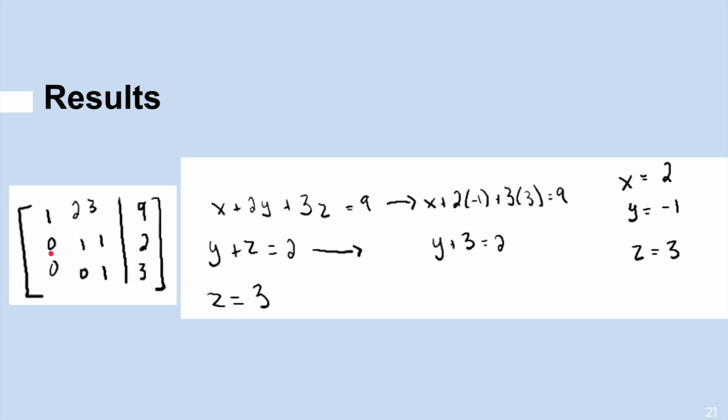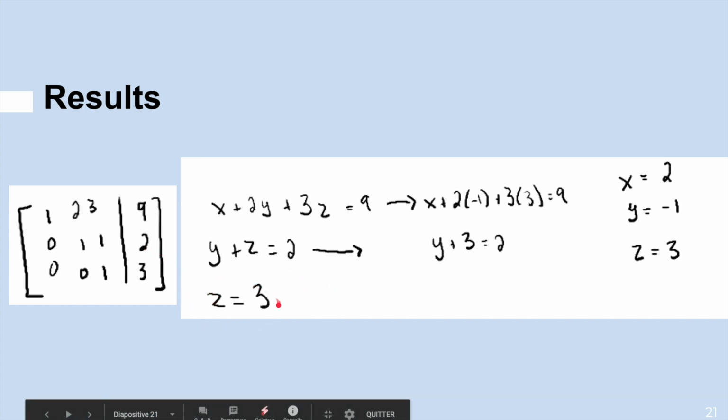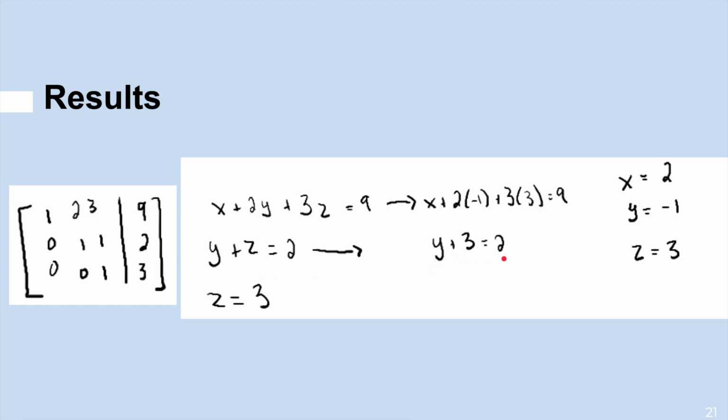Let's rewrite our second row. 0x plus y plus z is equal to 2. Well, we already know what z is, right? So let's just put that in this equation, and then we have y plus 3 is equal to 2. So we already figured out what z is, and we already figured out what y is. Our last equation is x plus 2y plus 3z is equal to 9. We already know what z is, we already know what y is, so we're just solving for the one variable, which is x. You can just use basic algebra, so x plus 2 times negative 1 plus 3 times 3 is equal to 9. x is equal to 2.